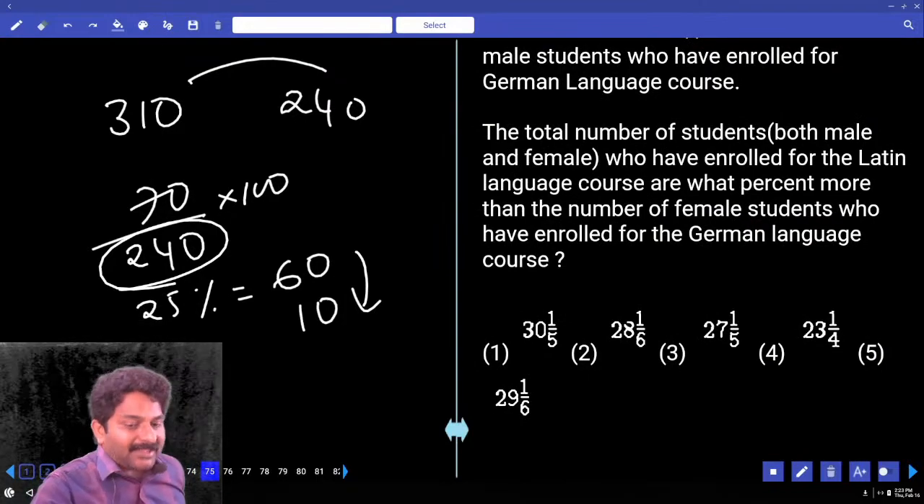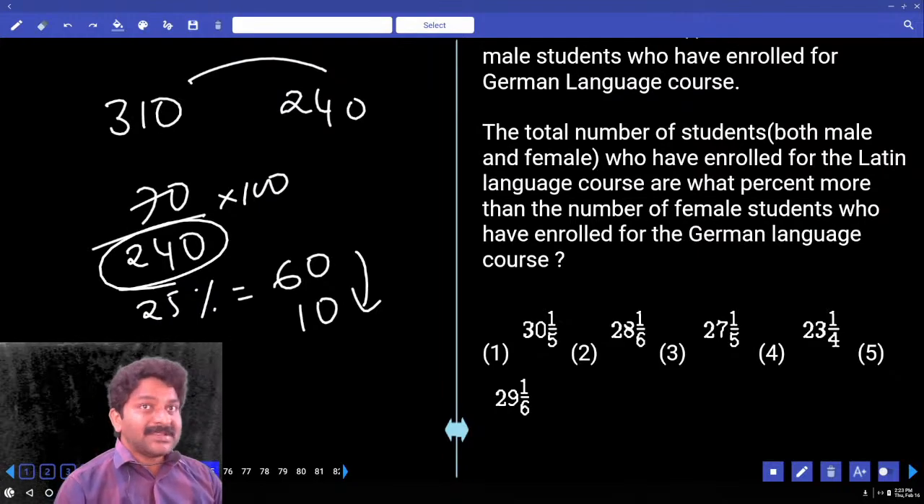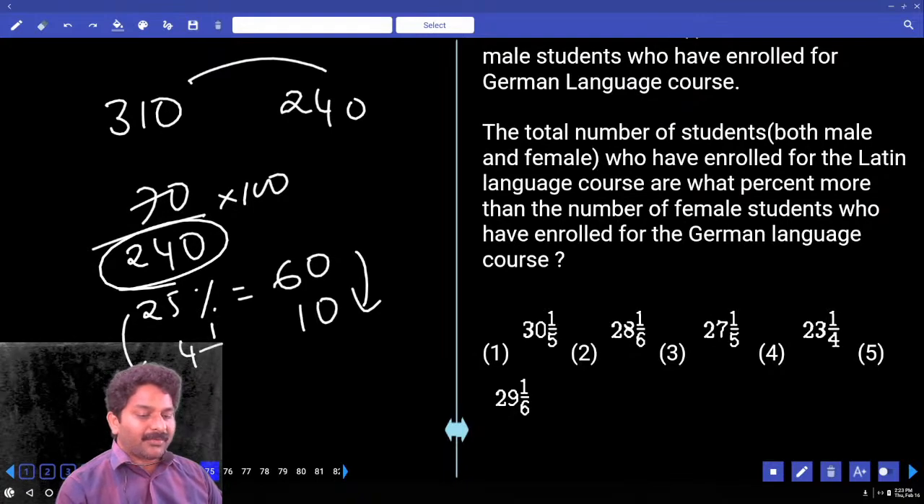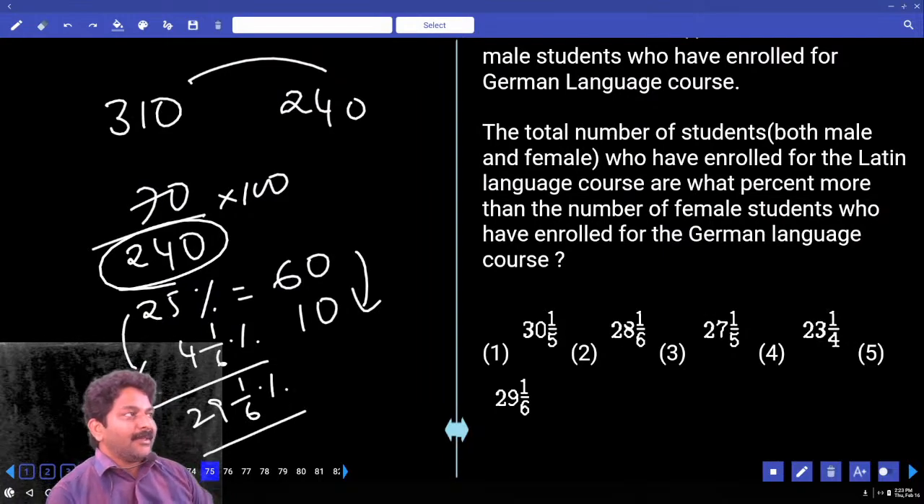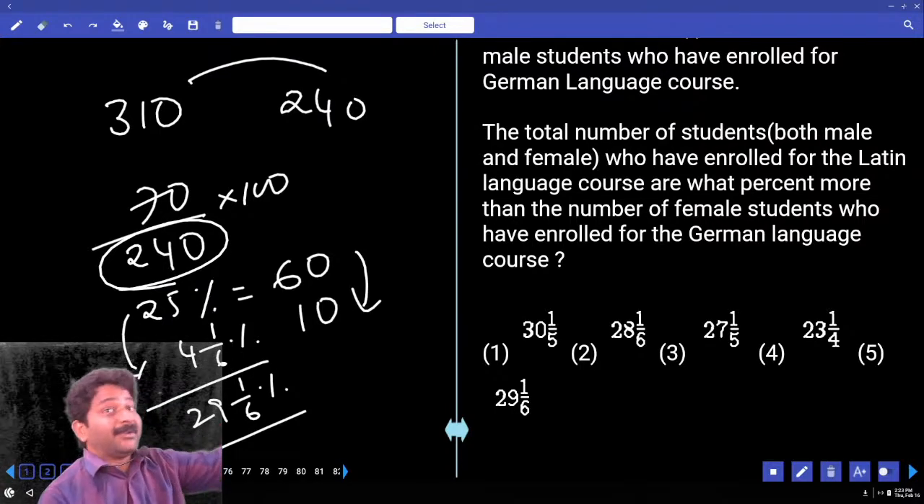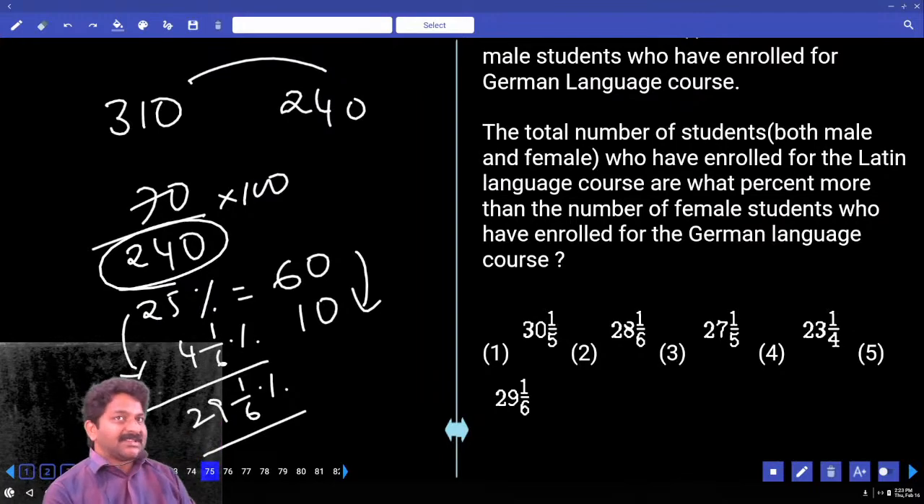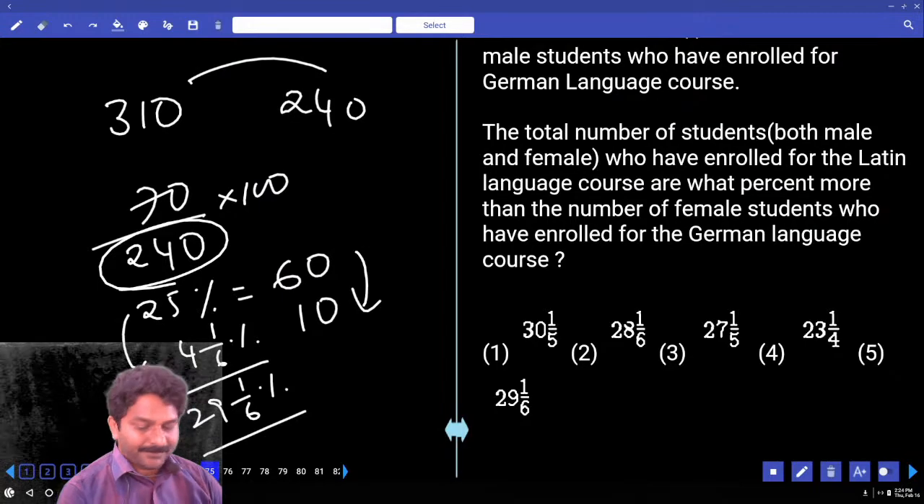Otherwise, get 10 from 60, which is what fractional part? 1/6. Calculate 1/6 of the left hand side. That is 4 1 by 6%. You get exact answer 29 1 by 4, 1 by 6%. You can compare 10 with the denominator. That is one way. The other way is calculate 10 with respect to 60. 1/6. Calculate 1/6 upon left hand side.